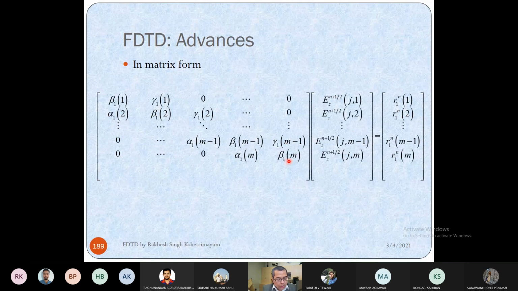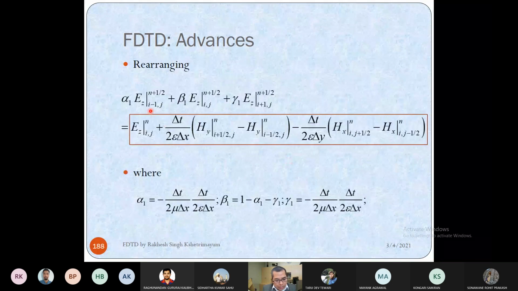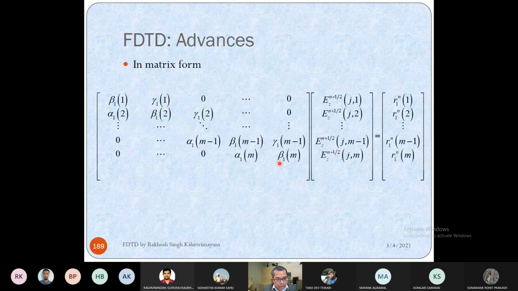Look at the last one when your i becomes m. So m minus 1 is existing. m will also exist, but m plus 1 will not exist because this is outside the solution space. So we'll simply have alpha 1 m, beta 1 m multiplying with Ez at m minus 1 and Ez at m. We don't have Ez at m plus 1. So we will have only 2 terms here. Then finally that will be equal to R1 n at m. So this equation we need to solve in the ADI FDTD. How do you solve it?